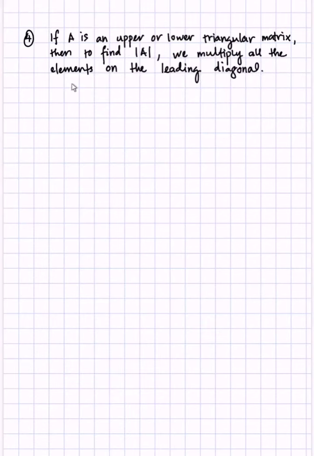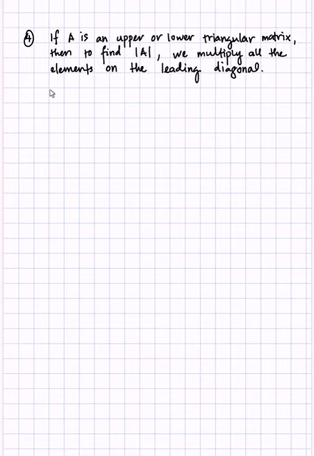Okay, untuk sifat yang keempat, dia kata if A is an upper or lower triangular matrix, then to find determinant of A, we multiply all the elements on the leading diagonal. Okay, ini property yang keempat. Okay, upper or lower triangular, cerita dia macam ni lah.